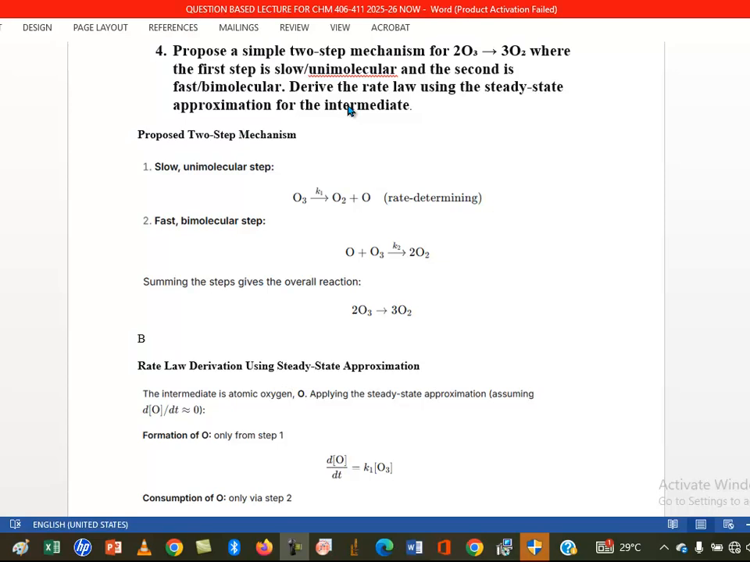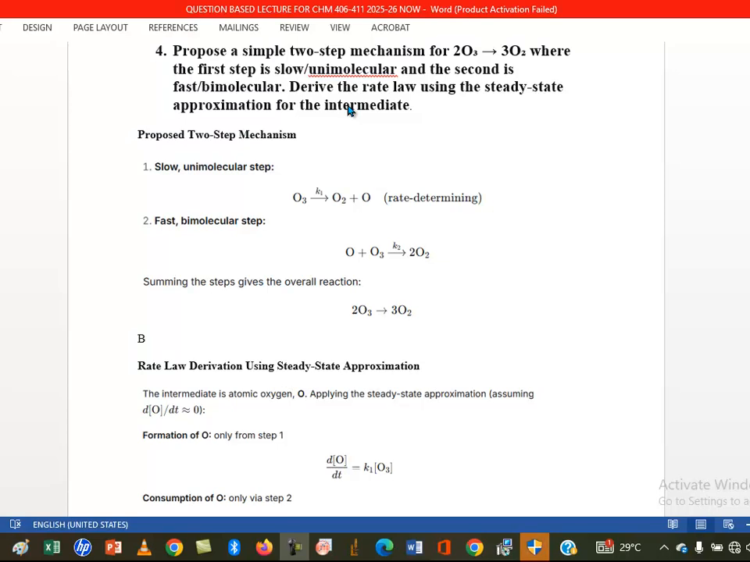Then the second step will be the O combining with 1 molecule of ozone to give you 2 moles of oxygen gas. So that's K2. This is a fast step. The first one is a slow and rate determining step. So that is the first section, and you've answered the first section.